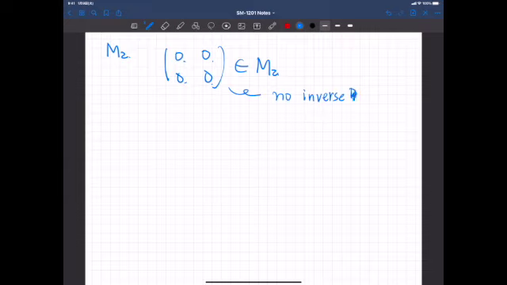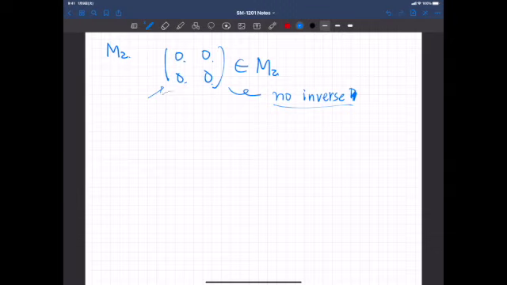Because if you multiply any matrix with this zero matrix, the result is always the zero matrix. Therefore, it can never be equal to the identity matrix. So there are no inverses for this.